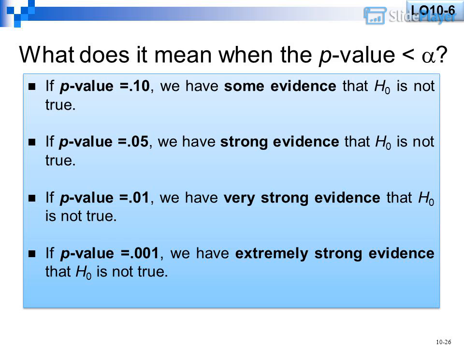LO 10-6. What does it mean when the p-value is less than a given value? If p-value equals .10, we have some evidence that H0 is not true. If p-value equals .05, we have strong evidence that H0 is not true. If p-value equals .01, we have very strong evidence that H0 is not true. If p-value equals .001, we have extremely strong evidence that H0 is not true.